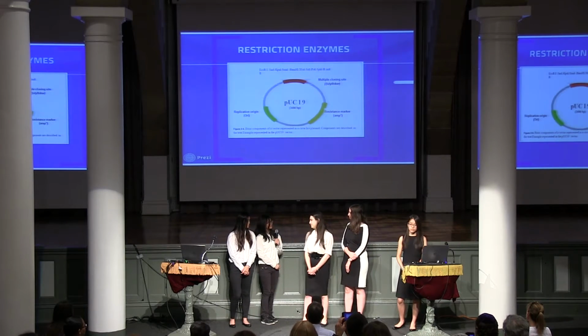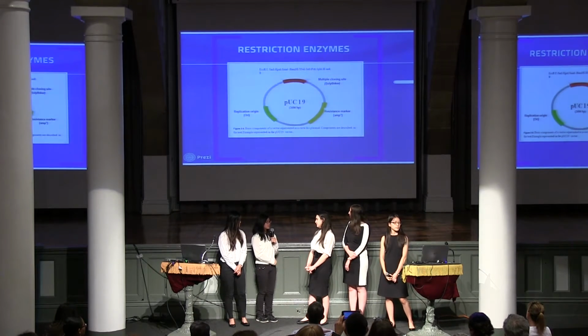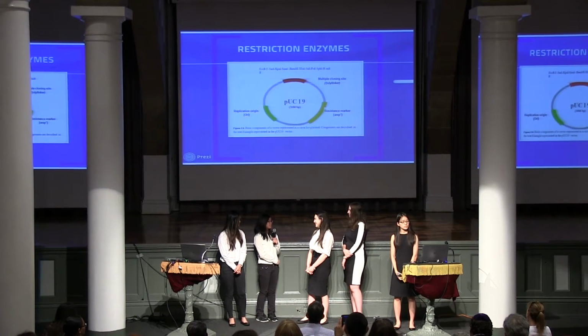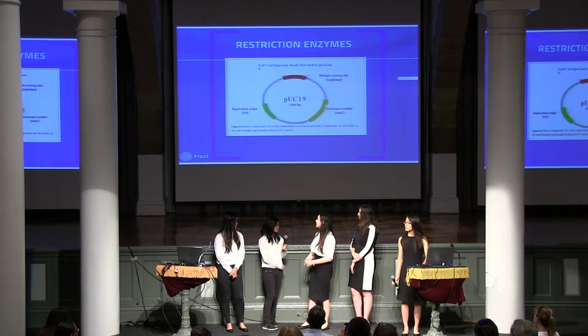So the cloning vector that we used is called pUC19, and the restriction enzyme that we chose is called SmaI, and we used this one because it has blunt ends and doesn't cut into our sequence.